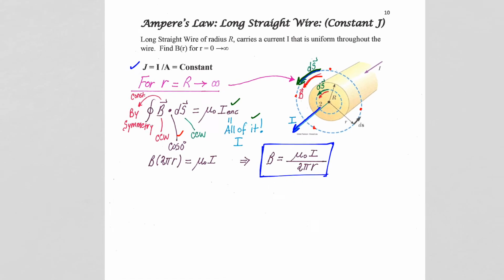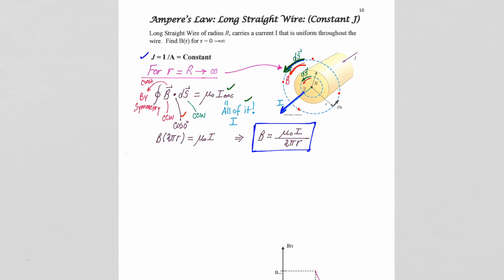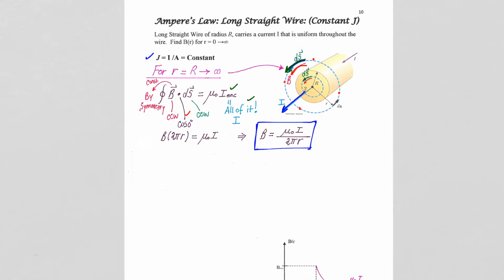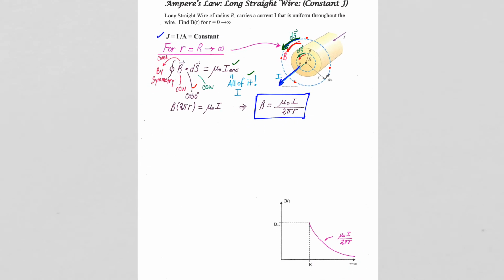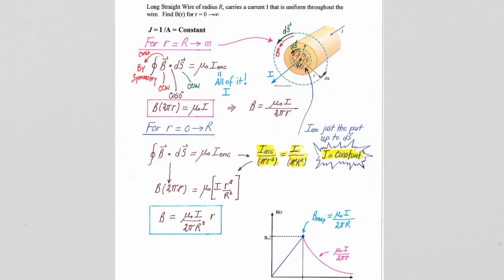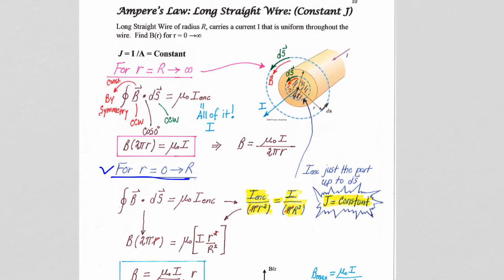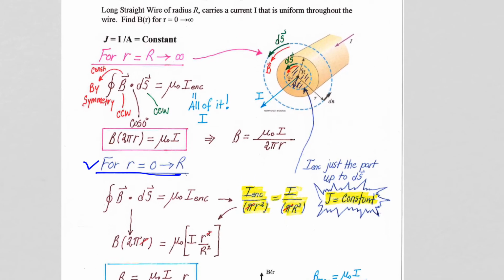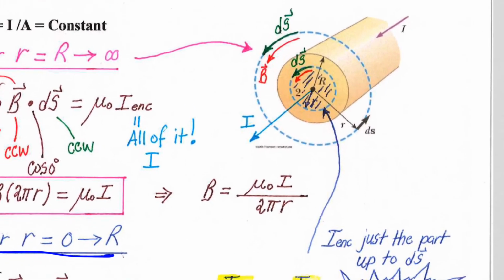Well, how about inside of the wire, when we're going to go from little r equals 0 to capital R? And you can see here I've graphed the one over r from capital R to infinity. But now let's go inside the wire, 0 to capital R. When we do that, it's a little more complicated. Still not bad, but a little more complicated. For little r equals 0 to capital R, our I enclosed is now not all of it, it's some of it. So our Amperian loop, let me zoom in here, still goes counterclockwise by convention.